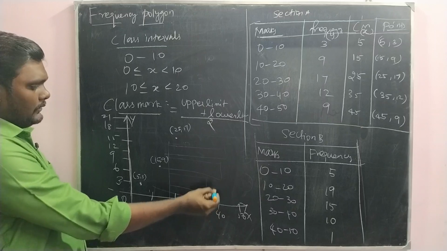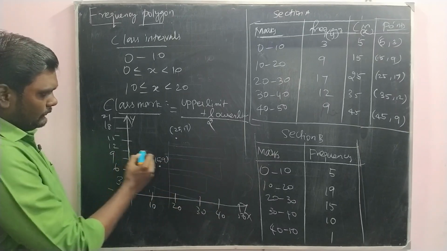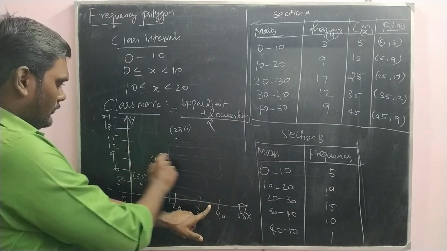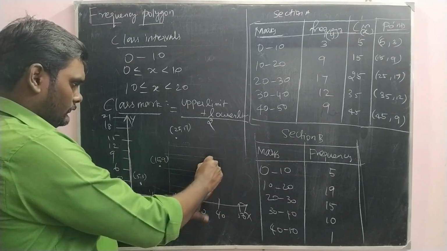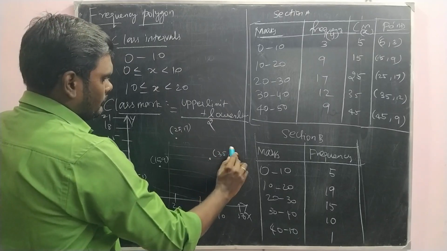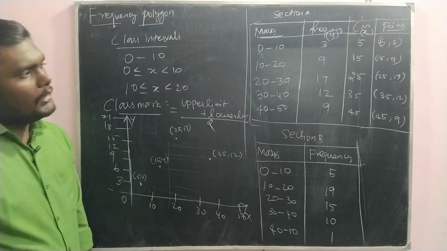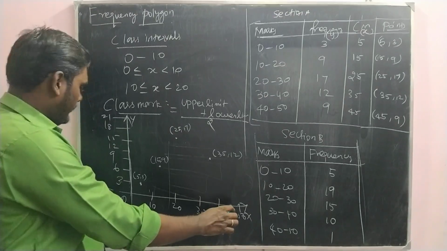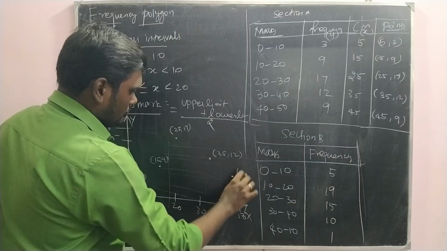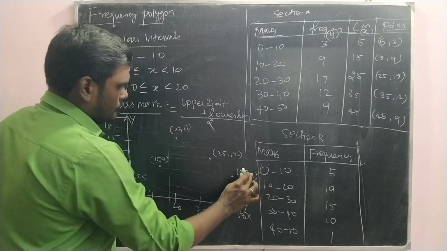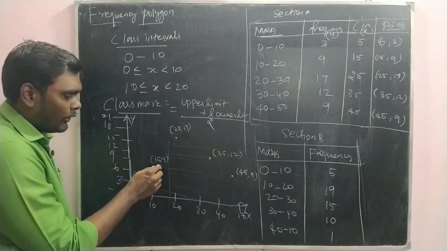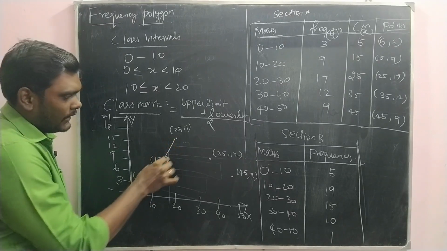And then 35, 12. Here. And then 45, 9. Okay, now we have to connect these points. Simply use your ruler to connect all of them.